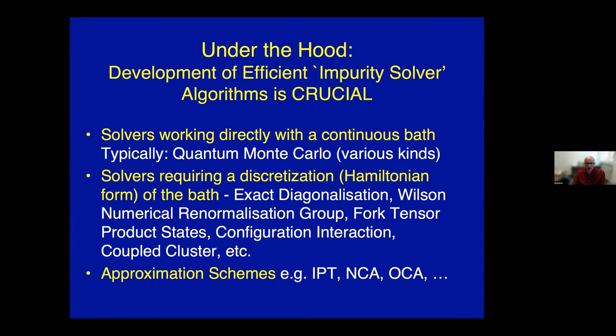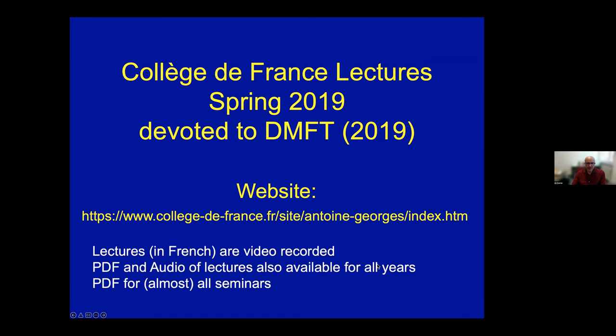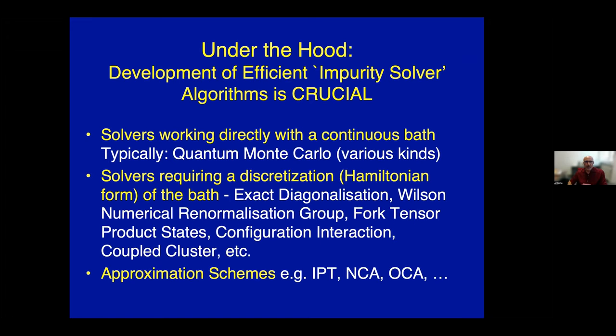Okay, so one thing I want to emphasize is that at the root of this tree here is really what's happening under the hood. We need powerful algorithms to solve these impurity problems, atoms in a bath. And there's been a very large activity over the past couple of decades in developing ever more efficient impurity solvers, as we call them, for which algorithmic development is crucial. So there are various kinds. There are solvers that work directly with a continuous bath, like the action form I showed before. There are solvers that require discretization in Hamiltonian form, which was the other slide I showed. There are various approximation schemes too.